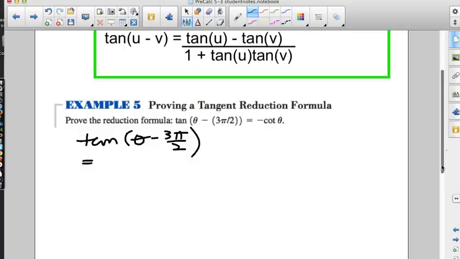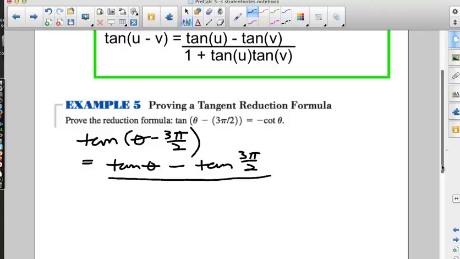So it says start with tangent of u, okay, that'll be tangent of theta, minus tangent of v, tangent of 3 pi over 2, over 1 minus tangent of theta times tangent of 3 pi over 2. So now, next up would be, what's the tangent of 3 pi over 2? That's the next thing we would need to know.